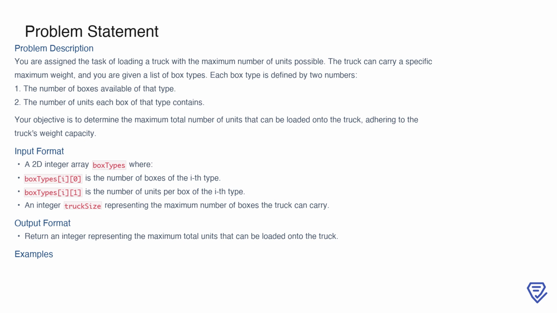The input for this problem consists of a 2D array called box types, where each subarray provides the number of boxes and the units per box for a specific type. Additionally, you are given an integer truck size, which represents the maximum number of boxes the truck can carry. The output will be a single integer, representing the maximum total units that can fit onto the truck. Let's explore a few examples to better understand how this works in practice.